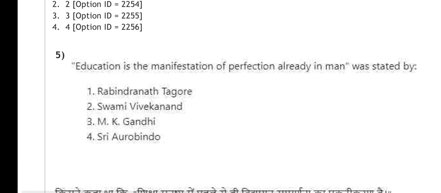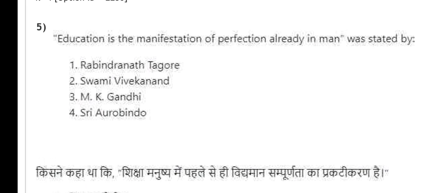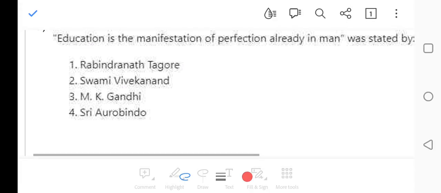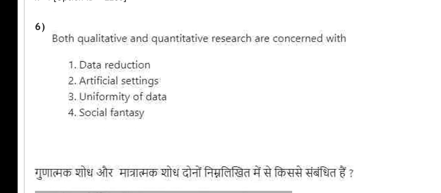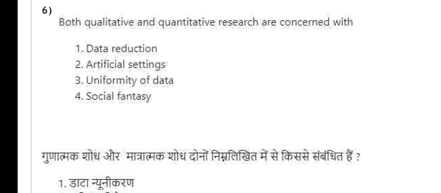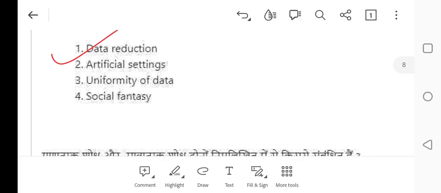Moving on, education is the manifestation of perfection already in man, was stated by whom? Rabindranath Tagore, Swami Vivekanand, M.K. Gandhi, Sri Aurobindo. It was Swami Vivekanand. Next, both qualitative and quantitative research are concerned with what? Data reduction, artificial settings, uniformity of data, social fantasy. It will be data reduction.